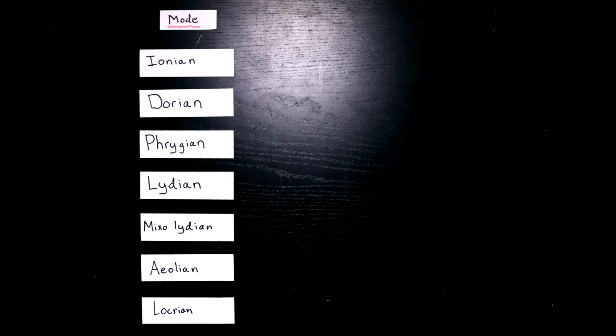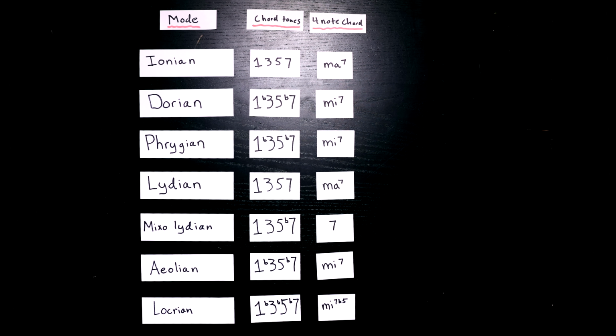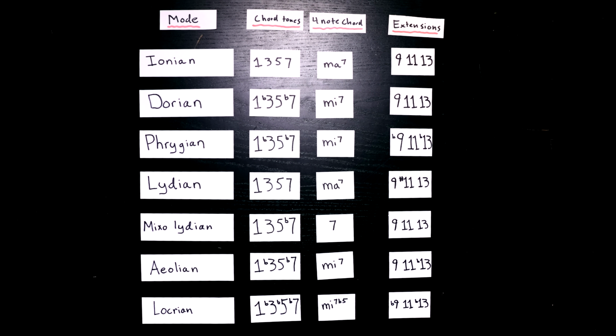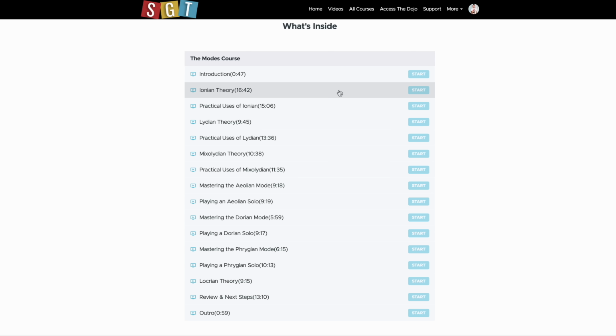We can do the same analysis for every mode, and with each mode, the chord tones are the 1, 3, 5, and 7, which tells us the respective 4-note chords, and then each mode has its set of extensions, which bring in the modal flavor. We do discuss the finer details in the modes course, and we do a deep dive, 2 lessons on each one of these modes to really hash out the finer details.